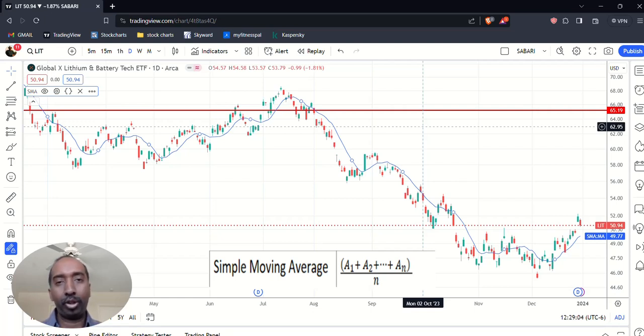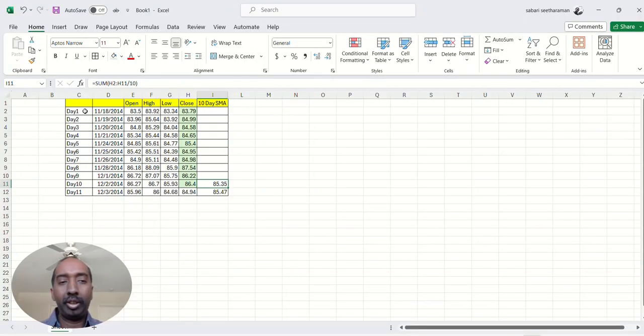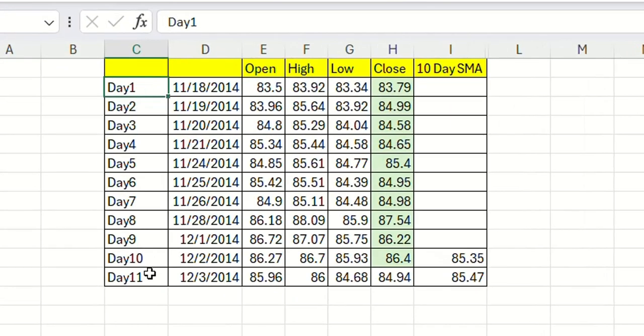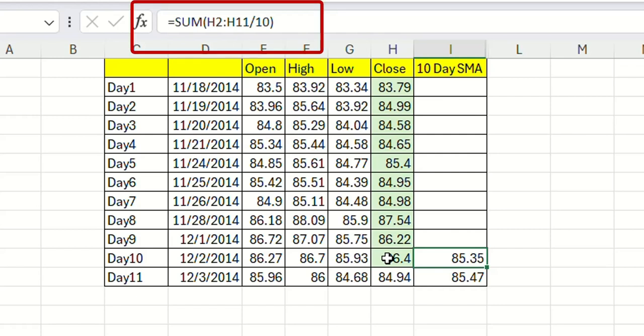Let's see the calculation. Right here we have day 1 to day 11 observations. In column E, I have open price. Column F, I have high price. Column G, I have low price. Column H, I have the close price. If I am calculating the 10-day simple moving average, I'll take the 10-day closing price highlighted in green divided by 10. As simple as that. You can see the formula here as well.